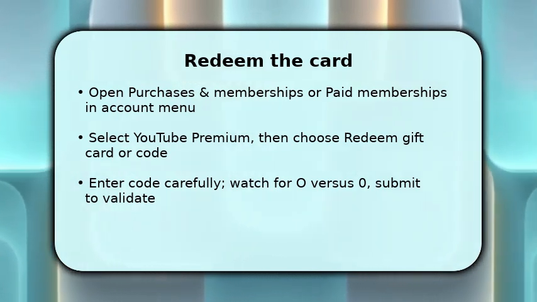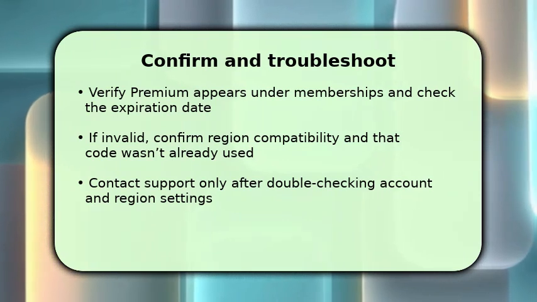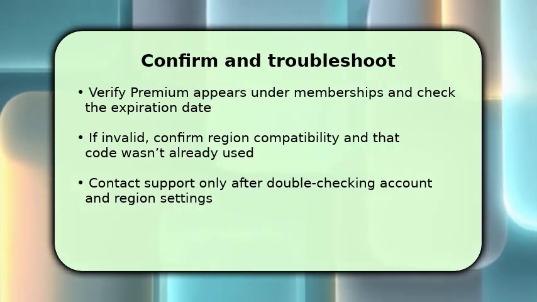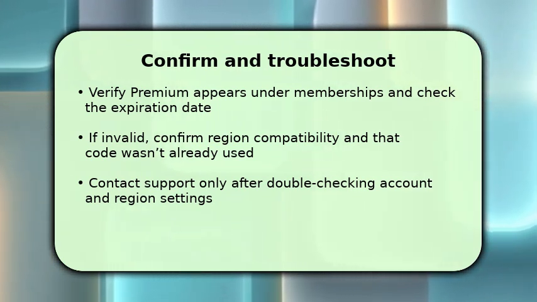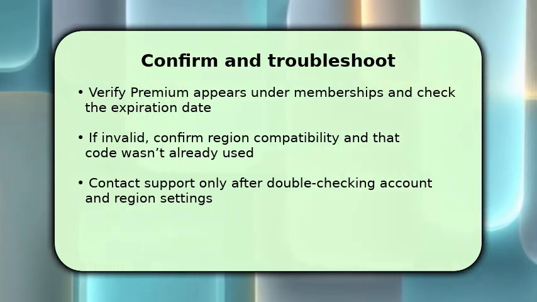Once redeemed, confirm YouTube Premium appears under your memberships and note the expiration date. That proves the code applied. If you don't see confirmation, first sign out and sign back in, then recheck the code entry for typos.